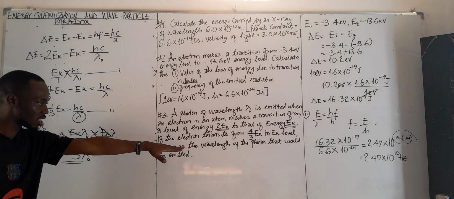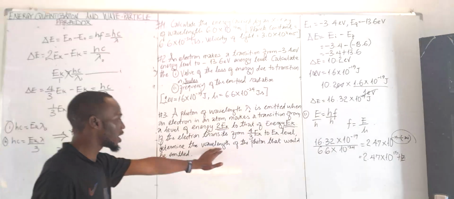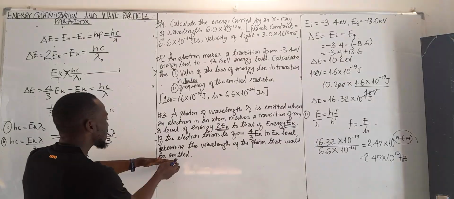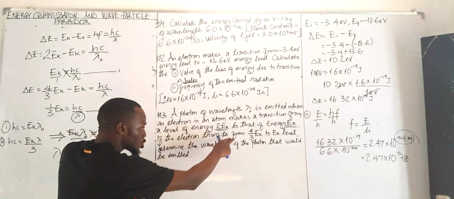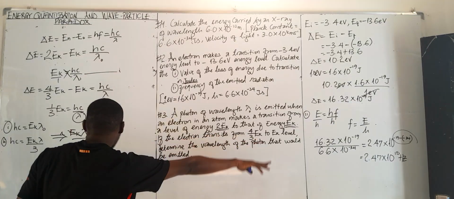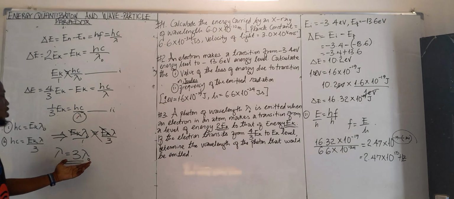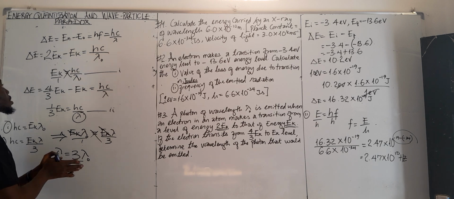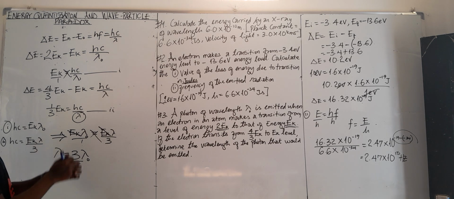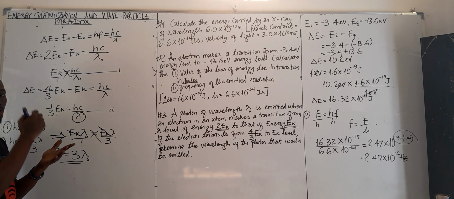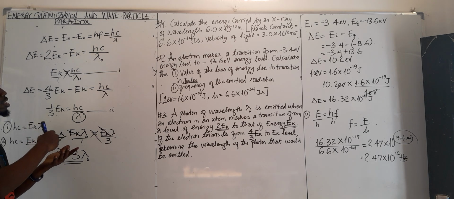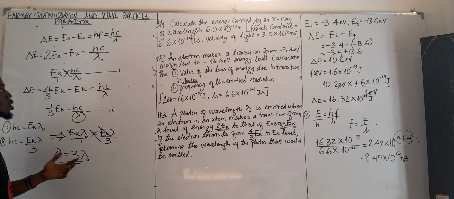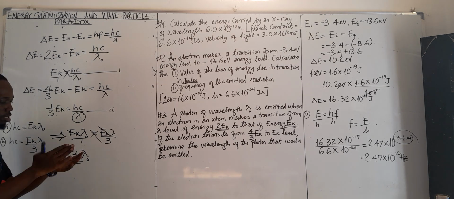So the wavelength of the photon that will be emitted in the transition from 4/3 EK to EK level is 3 lambda naught. Right? So that will be all about energy quantization. We're going to come next time to discuss the other subtopic. Thank you very much.